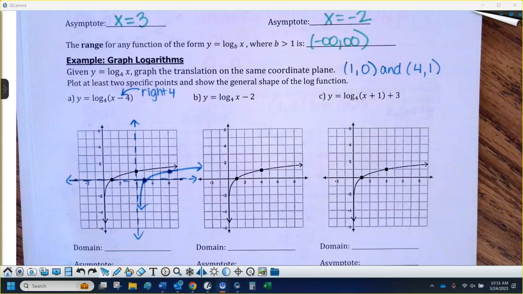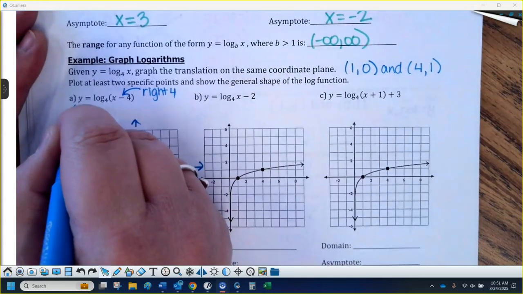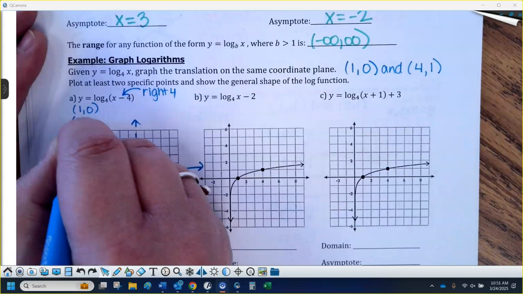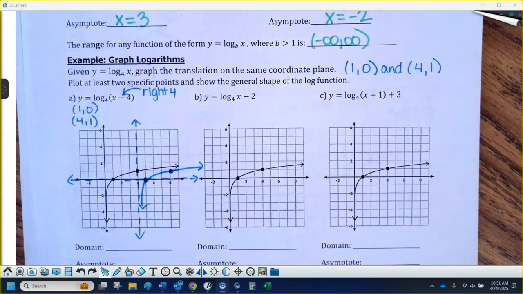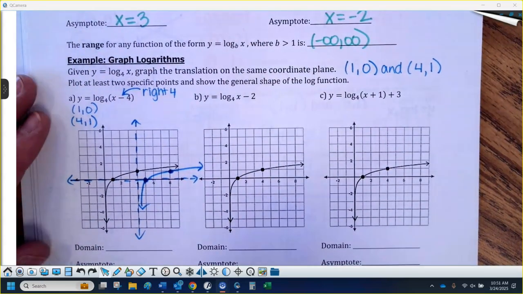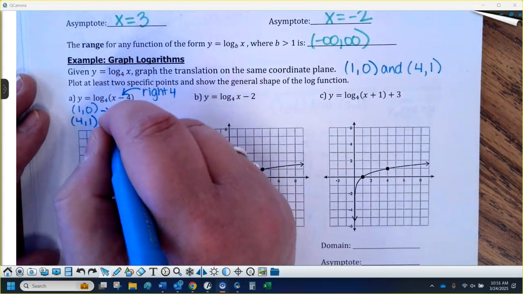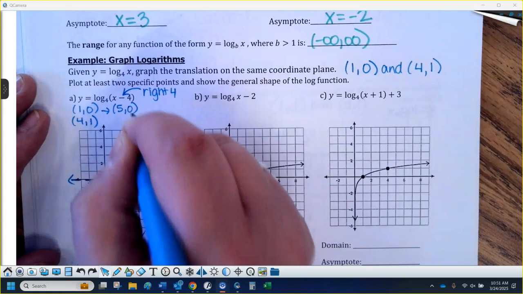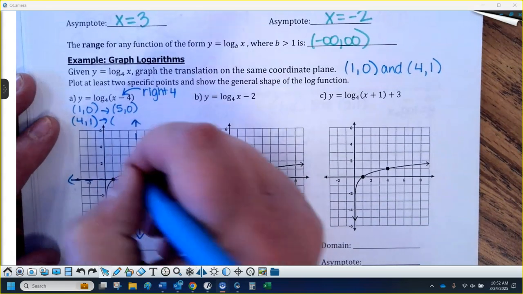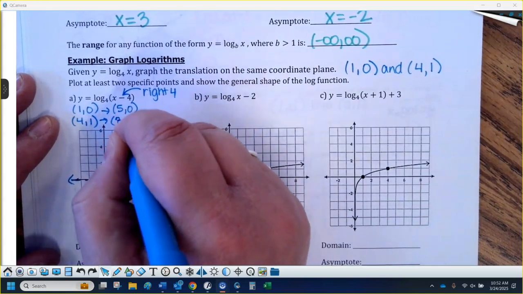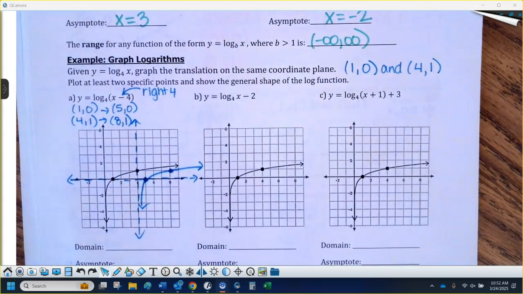If you want to move the points, we would go from 1, 0 and 4, 1. All we would do here is go to the right 4 units. So we would just add 4 to the x coordinate. We wouldn't do anything to the y coordinate. So this would go to 5, 0, and then I'm adding 4, this would go to 8, 1. And you guys can see if you look at my graph, those are the 2 points that are on there. So if you want to do that to the points, or if you want to just do that on the graph, it's up to you.